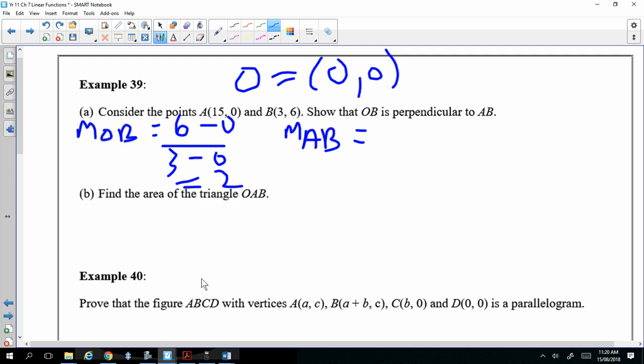Okay, next one. What do you get? Oh, AB, sorry, not OA. 0 minus 6 over 15 minus 3. What do you get? Yep. So you multiply them together. You get 2 times the negative reciprocal, you get -1. And you write the conclusion. All right, get the idea?